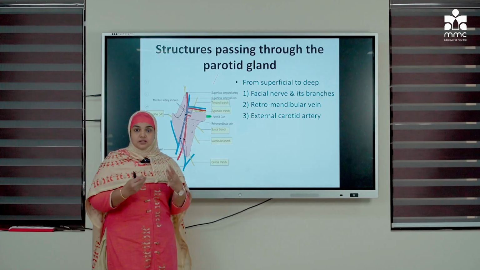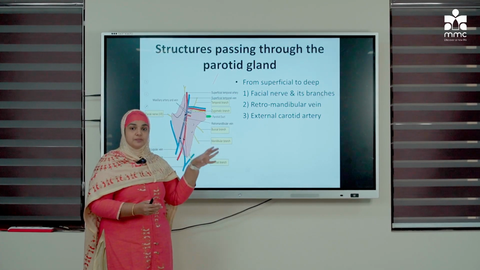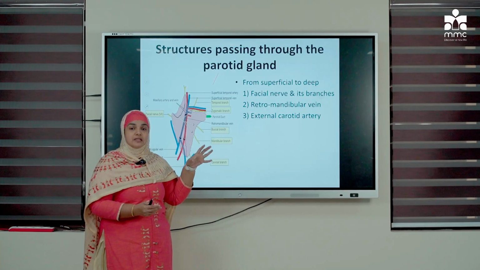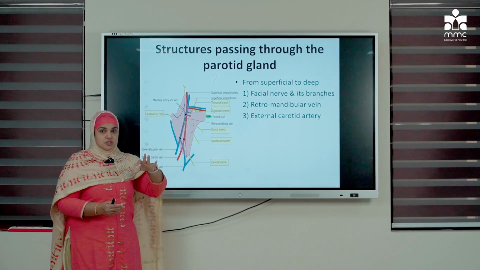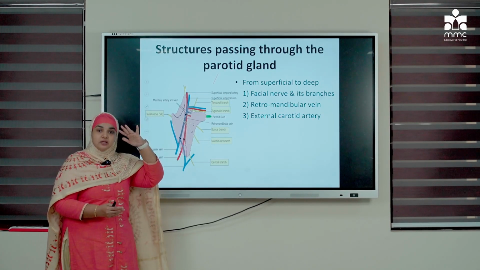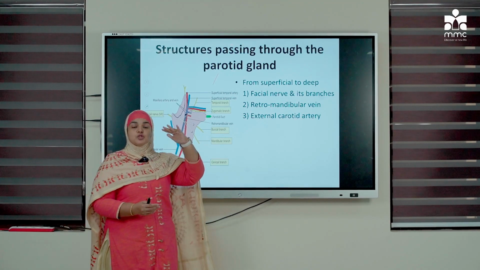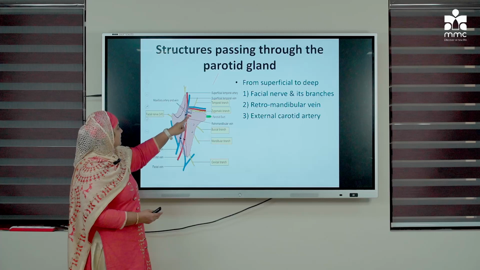Before we go into the other relations, it is better to know about the deep structures or the deep relations, also called the structures that are passing through the parotid gland. There are three structures in different strata or different zones that are passing through the parotid gland. The most superficial structure is the facial nerve. So this is the facial nerve.